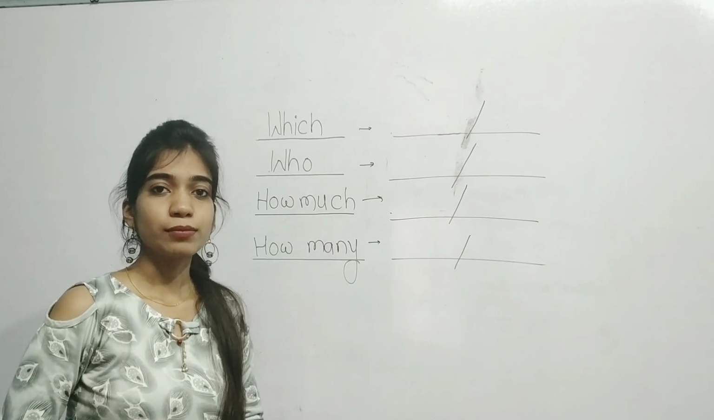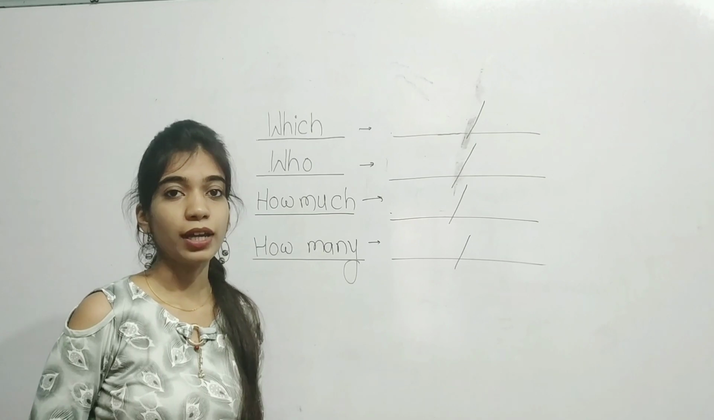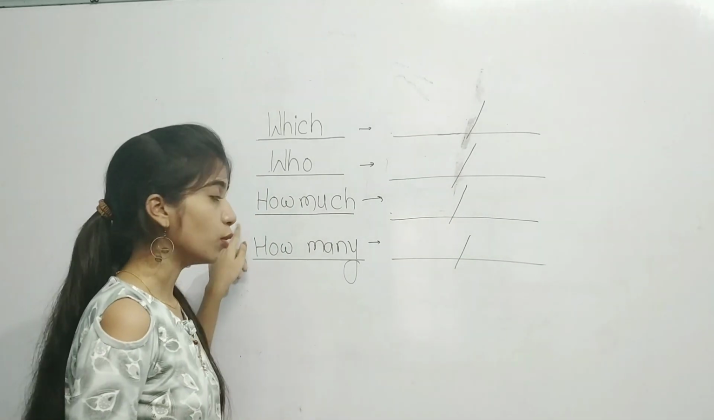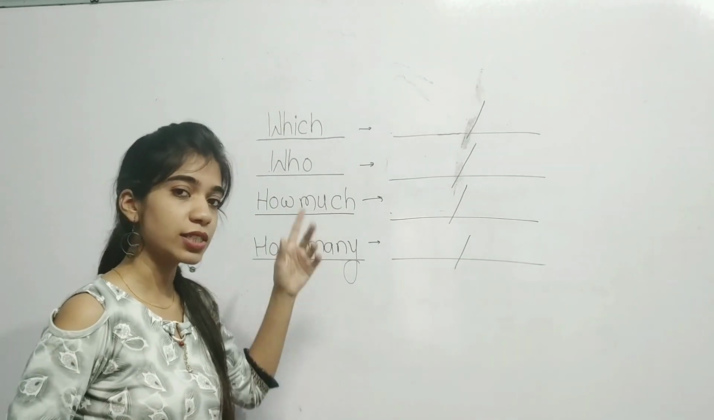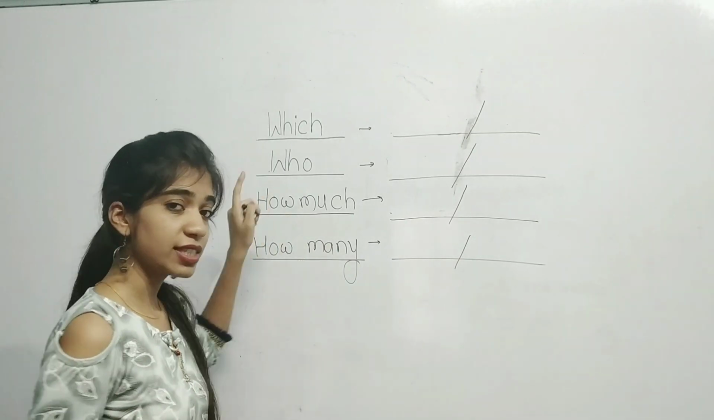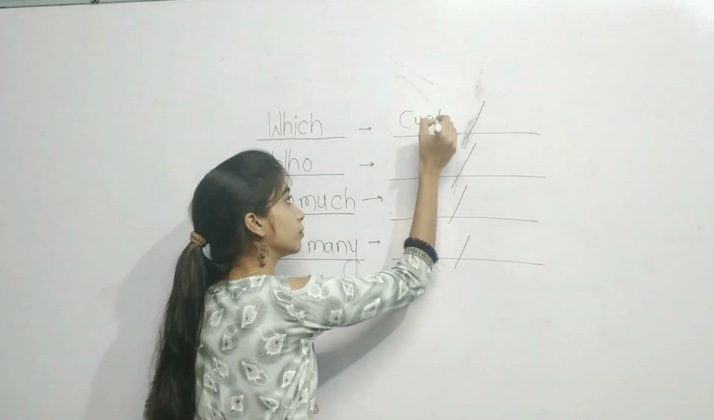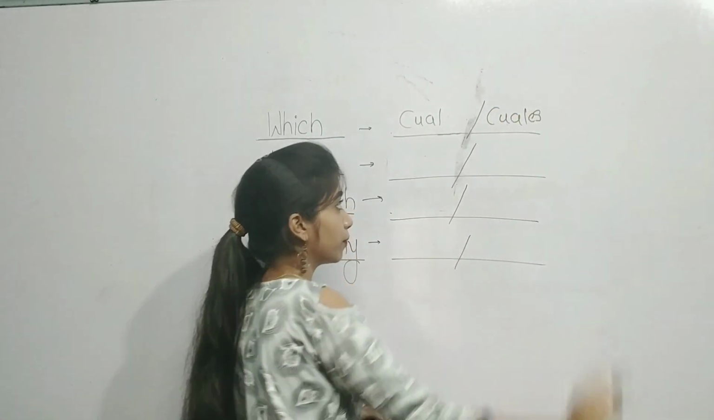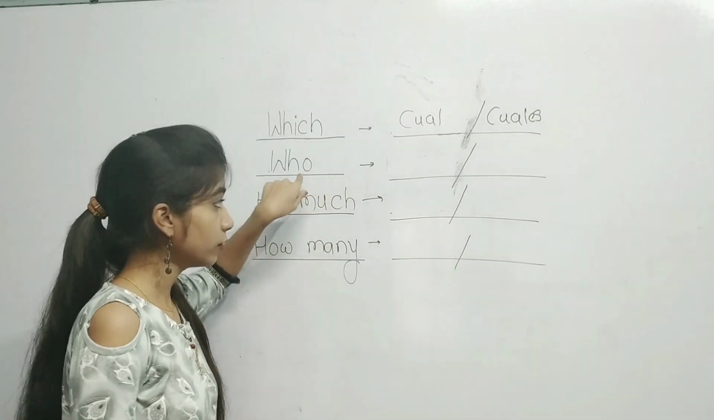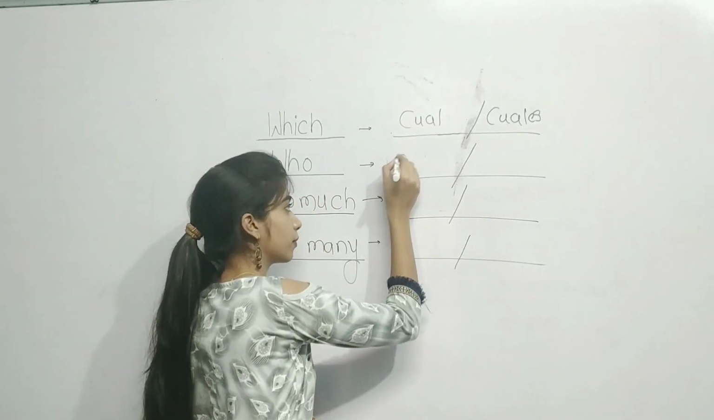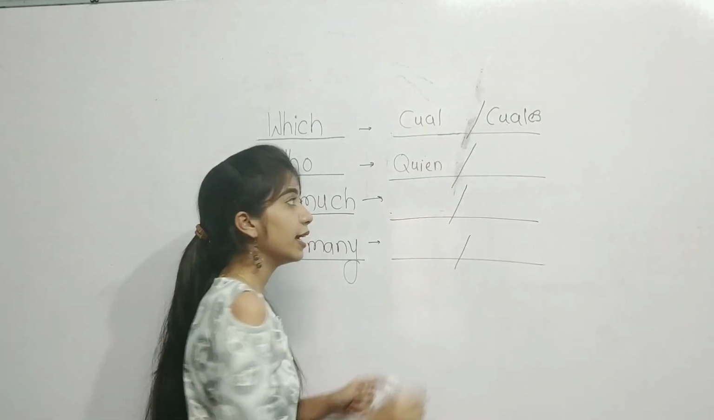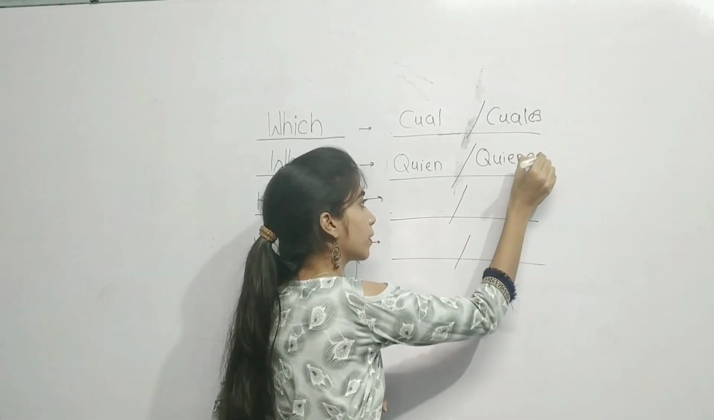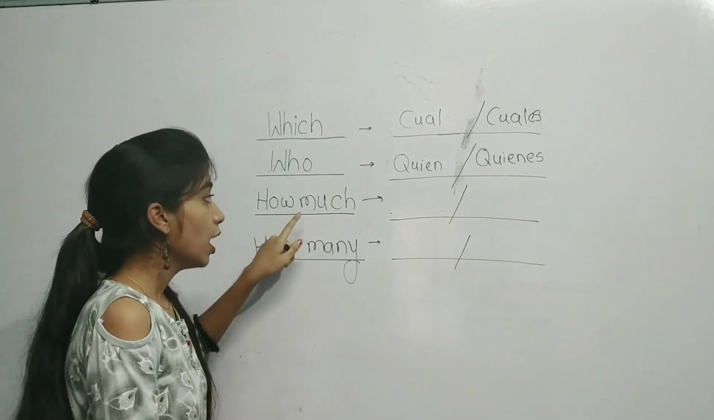Okay, so now we'll see some WH questions which vary for singular and plural form as well as for male and female. Here which and who vary for singular and plural, and how much and how many vary for male and female. We'll start with which. In Spanish language which is said as cuál. This is for singular, and for plural it is cuáles. Now who. Who is said as quién for singular, quiénes for plural.